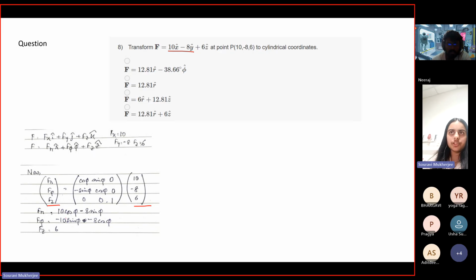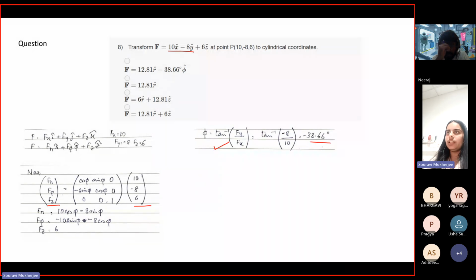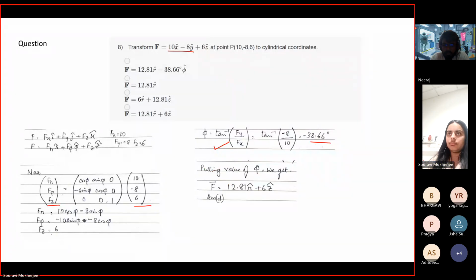Once you do that, you get relations like this, and you have to find phi. How do you do it? That is the same as what you just said. You have to find the ratio of your y and x components and take tan inverse. Once you put the value of phi, you can find these components. So this is what you end up getting. Is that clear to all of you? Yes, ma'am.